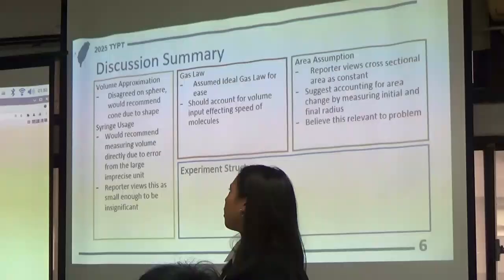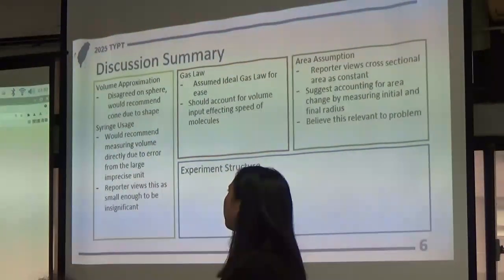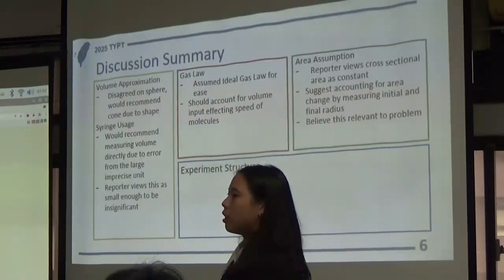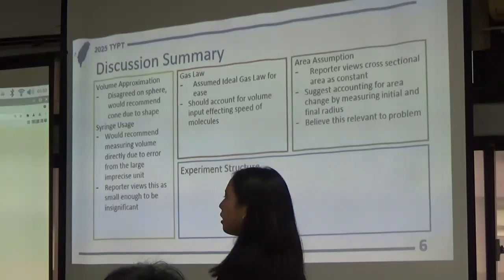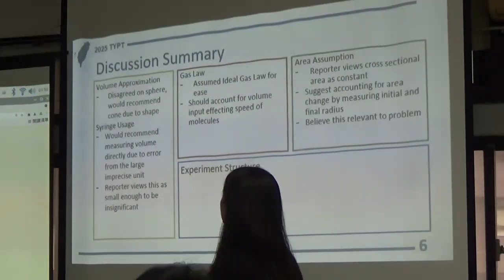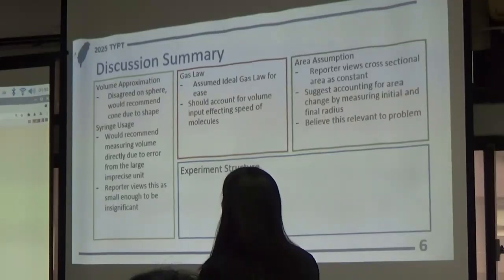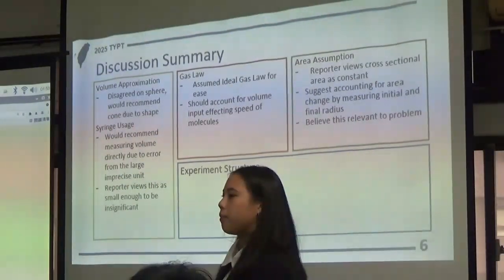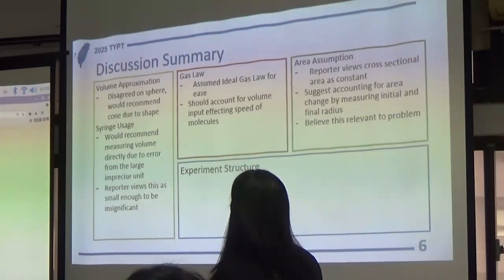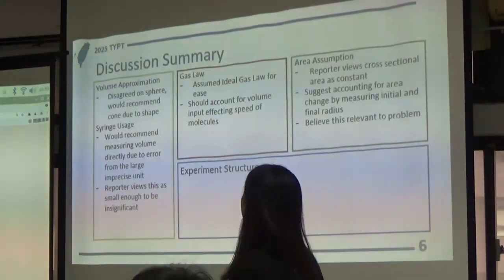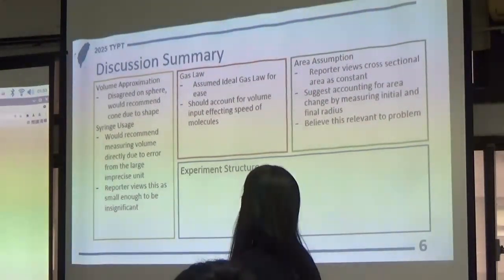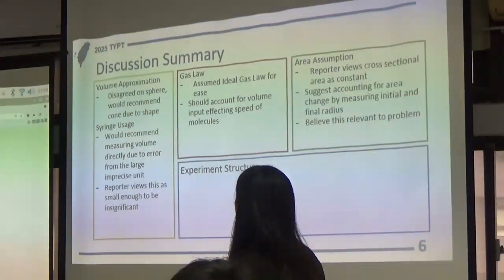Next, the syringe usage. We would recommend measuring the volume directly due to the error from the large, imprecise units, and the reported usage was small enough to be significant. Next, we talked about the ideal gas law. We assume the ideal gas law can be applied for this experiment, and it should account for volume input affecting the speed of the molecules, and therefore the temperature of the system inside the balloon. And then we also talked about the area assumption, because the report views the cross-sectional area as negligible and then constant, but I disagreed.